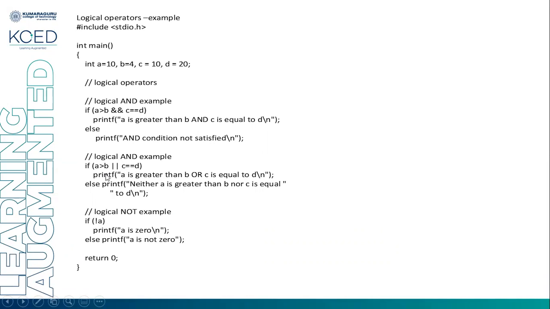If the condition is false, the statement under the else part will get executed. So it will print the value. Print "A is greater than B or C is equal to D". The if part will get printed.